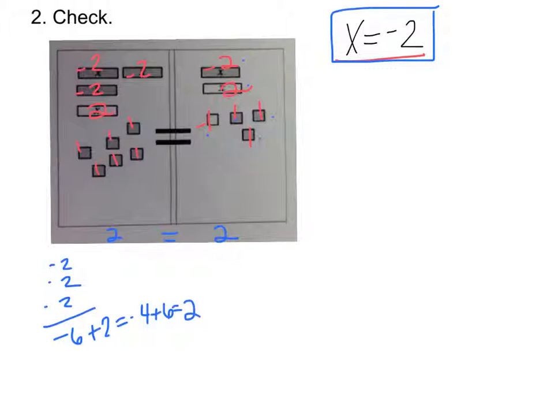X equals negative 2. Now, don't think that this right here has to equal what we got for x, okay? This just tells us that the left mat equals the right mat when x equals negative 2. So our actual solution is x equals negative 2.